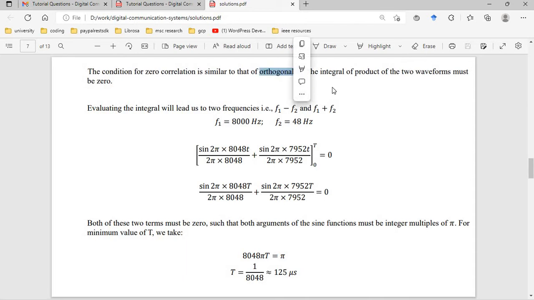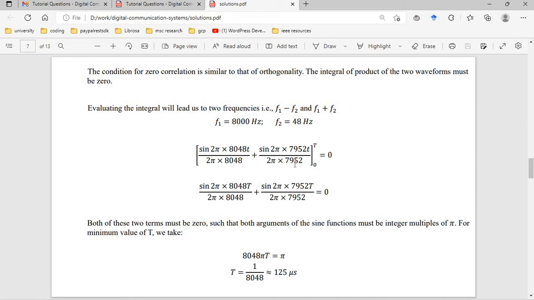And we've seen this condition before: the integral of the product of those two waveforms must be zero. We're not going to perform that integral because we've done that before, but when we evaluate it, it leads us to two waveforms with two frequencies, where one frequency is f1 minus f2 and the other is f1 plus f2. In our case, f1 is 8000 Hertz and f2 is 48 Hertz. So f1 plus f2 is 8048, and f1 minus f2 is 7952.